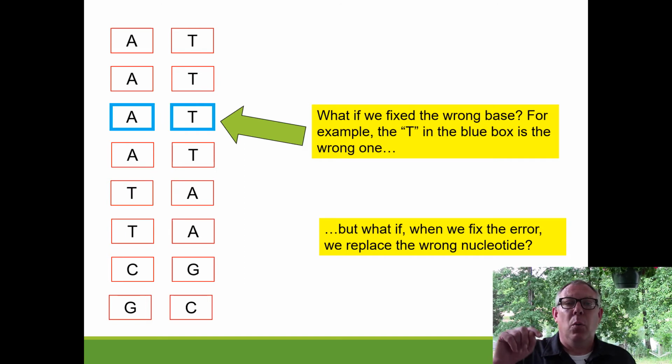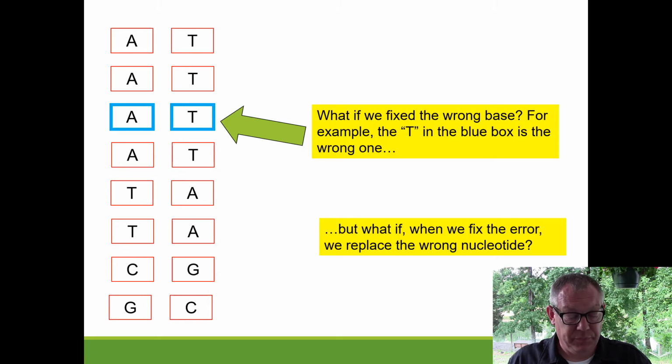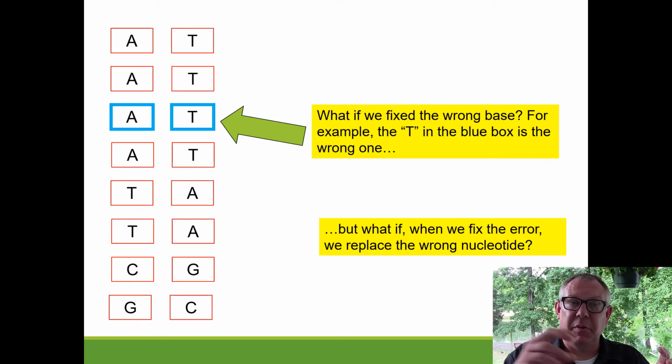But what if, when DNA polymerase corrects this mistake, it fixes the wrong base? In this example, it's supposed to cut out that T in the blue box and replace it with a C, but instead, it thinks the T is the right one, and it cuts out the original nucleotide and puts in an A, right? And so it's fixing its error, but it fixed the wrong nucleotide. That's a way that we can change the underlying DNA and get a mutation.